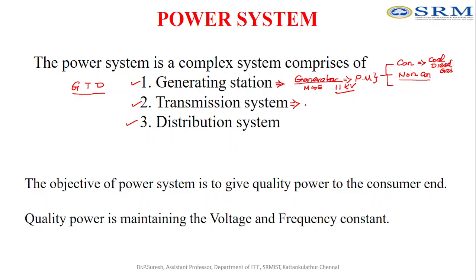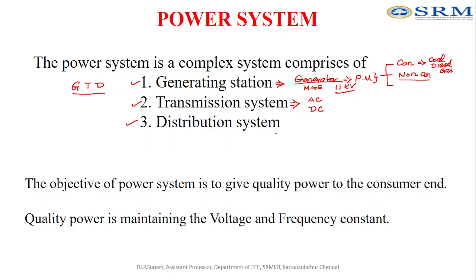Under the transmission system, we have two different types of systems available. We can go for an AC transmission system, or we can go for a DC transmission system. Using either type of transmission, we can transport the power from one place to another.